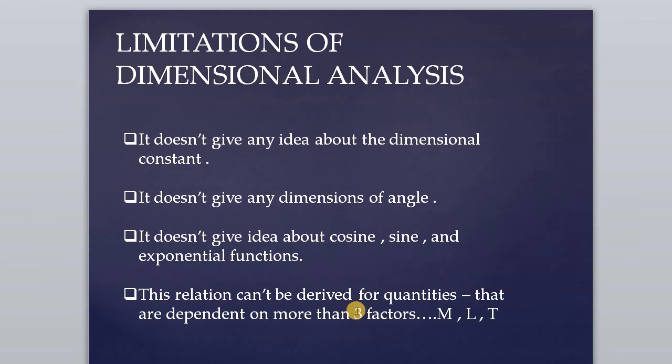Fourth one is, a relation cannot be derived for quantities which are not dependent on M, L, T, or which are dependent on more than 3 factors apart from M, L, T. Okay. So if a quantity is dependent on more than 3 fundamental quantities, that is mass, length and time, then we are unable to derive it. That is the worst limitation of dimensional analysis.